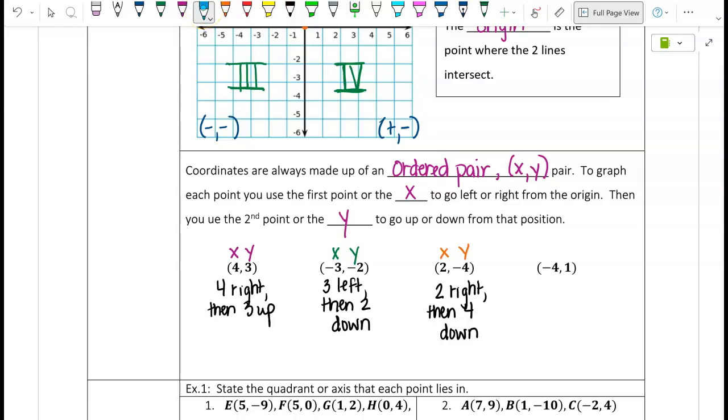All right, then we have the ordered pair negative 4, 1. Again, negative 4 is represented by x. 1 is our y. Negative 4 means I'm going to go 4 left. 1 is positive, so then 1 up.